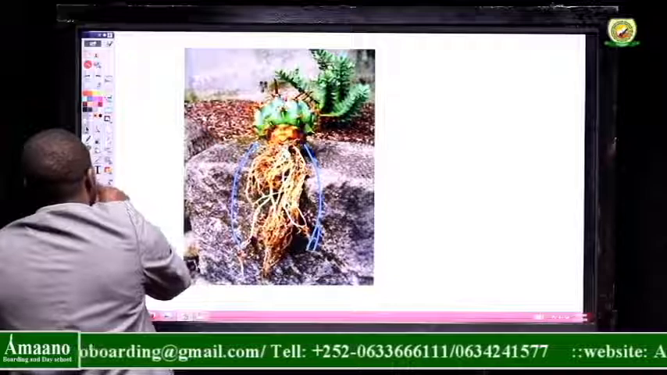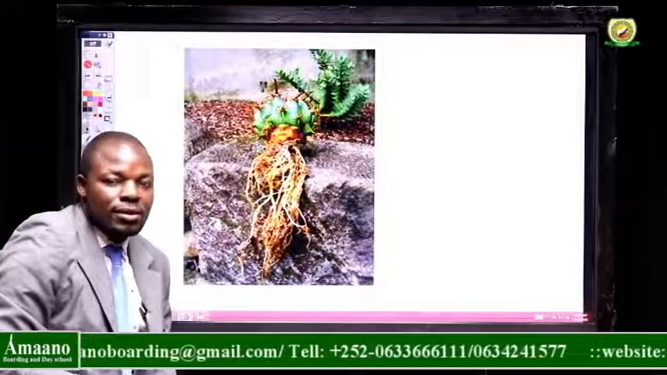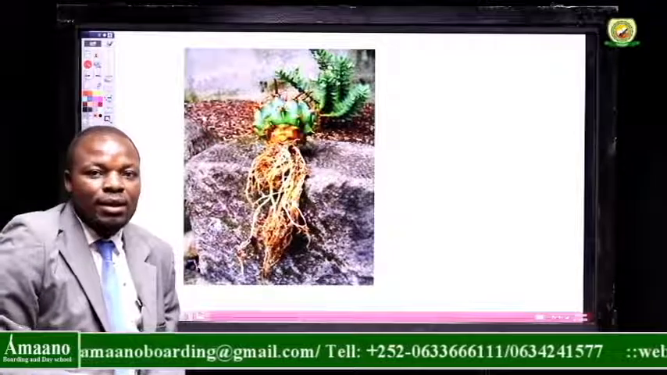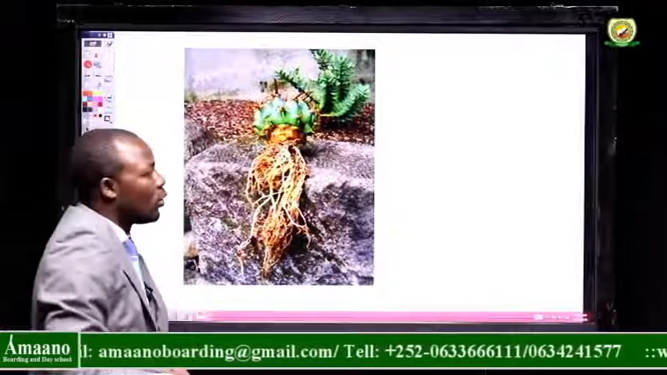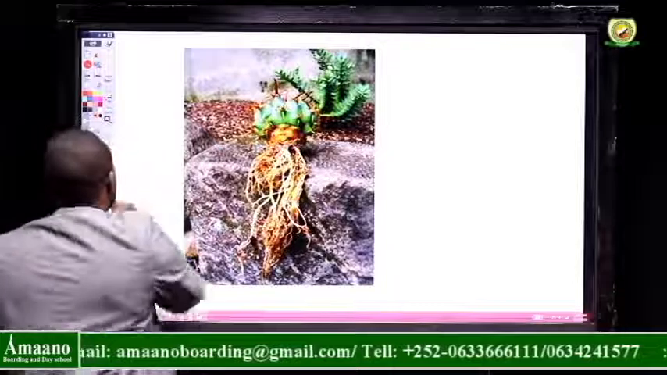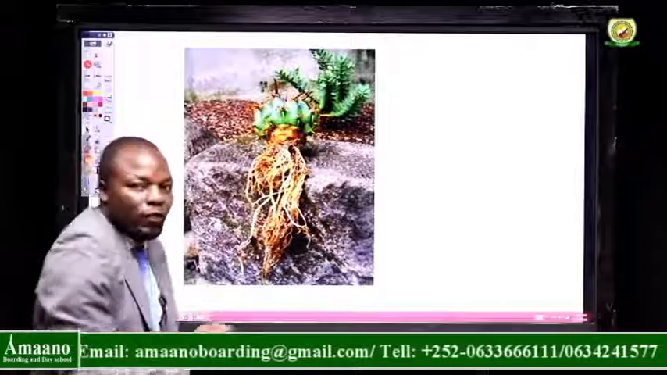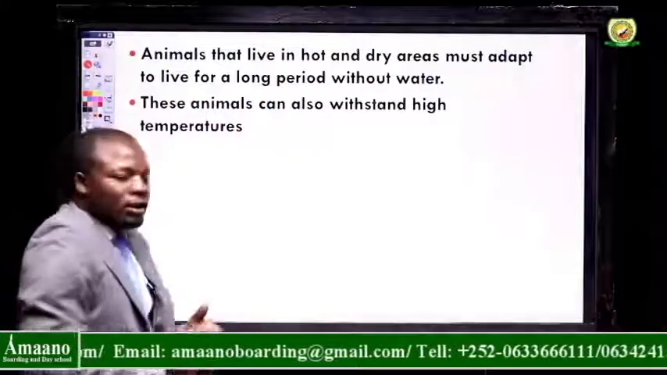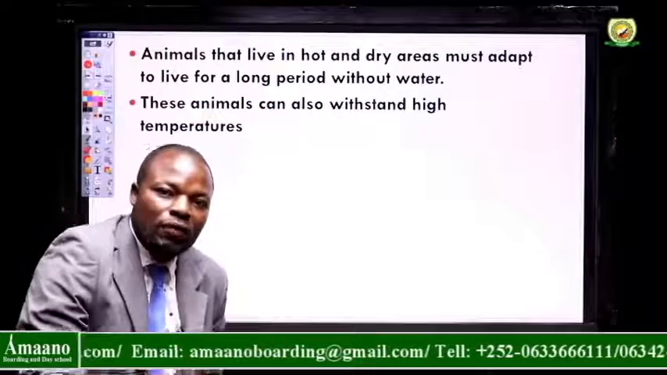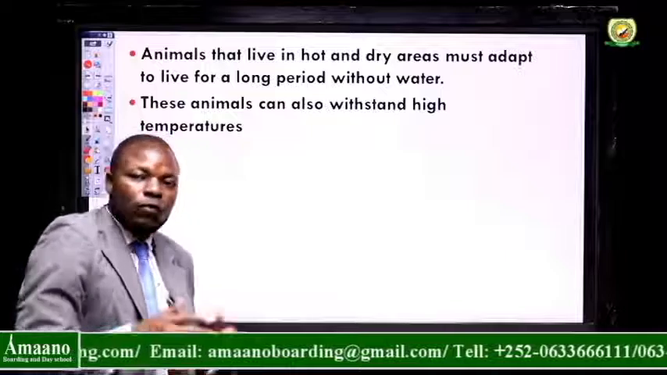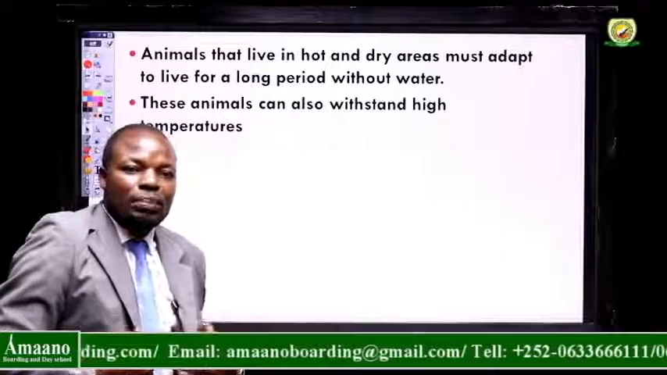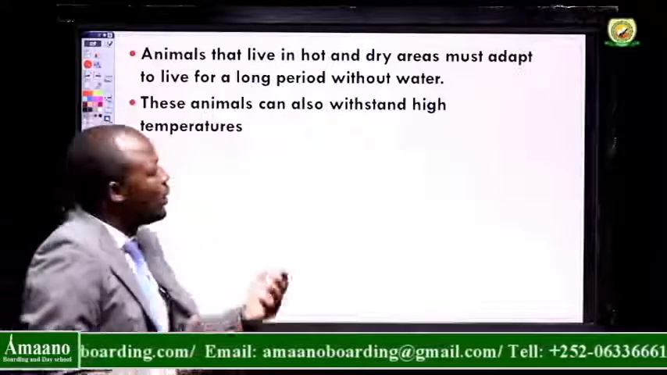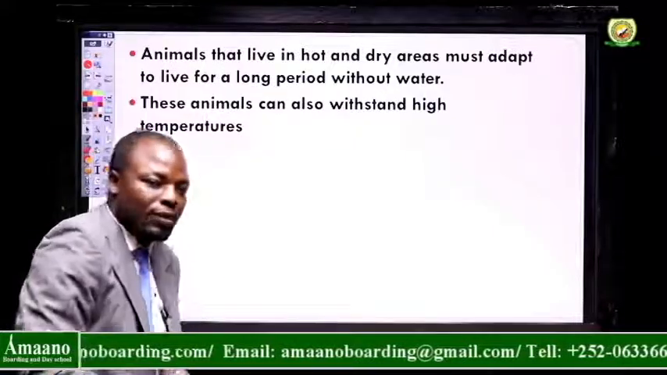So it is clear that all these are examples of plants among very many other plants like euphorbia. We shall also be looking at them next time in our lesson. They adapt very well in dry areas. Now, the same to animals. Animals that live in dry areas have ways in which they behave, ways in which they can get to survive in a dry place.